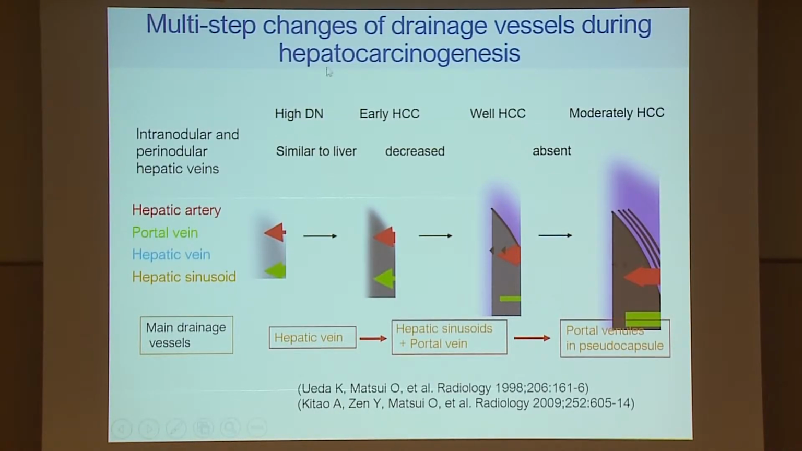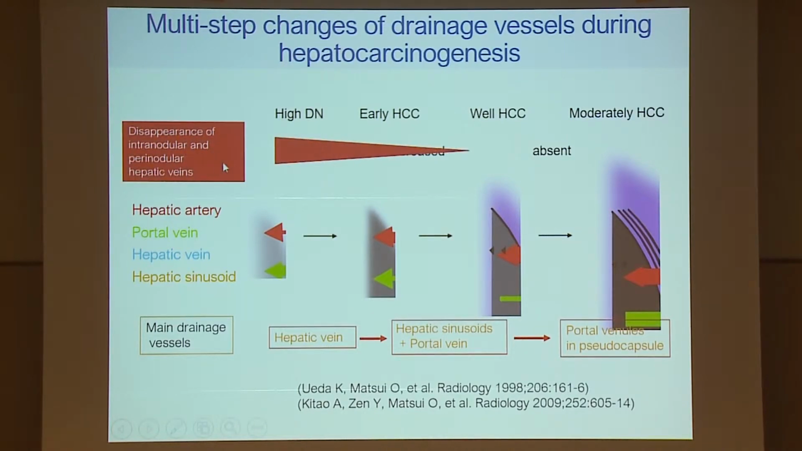We analyzed the drainage vessel by a combination of CT, angiography-assisted CT, and histology. So we found that intranodular and perinodular hepatic vein decreased and almost disappears from early stage of hepatocarcinogenesis. This is very important because of the blockade of hepatic vein.